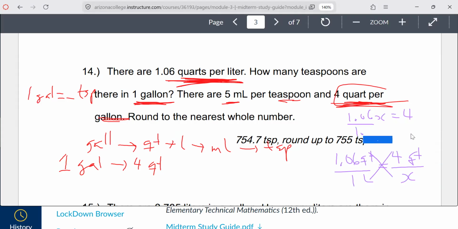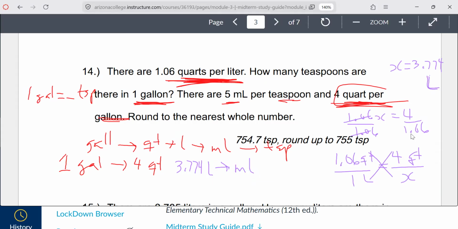And then I divide by 1.06. So X is going to be 4 divided by 1.06. And that should give me 3.7736. So I'm going to do 3.774. So X becomes 3.774. And I was going to liters. So 3.774 liters. And then I'm going to mLs.